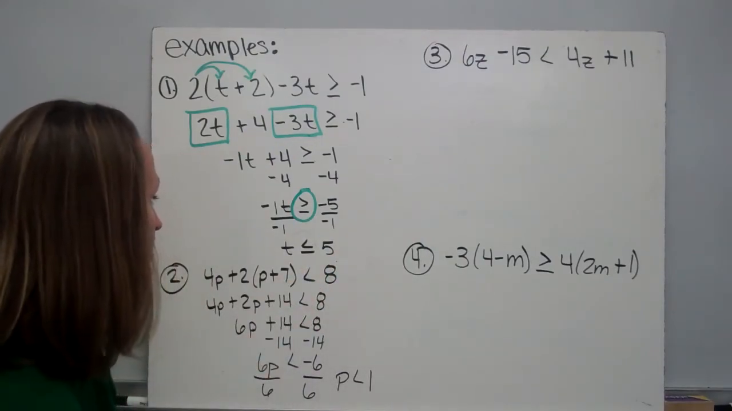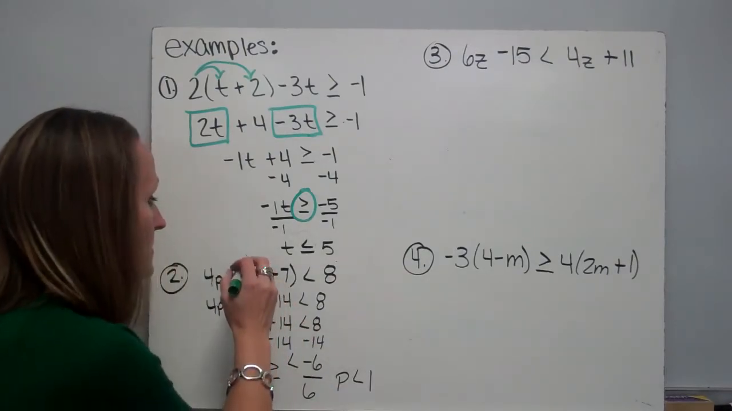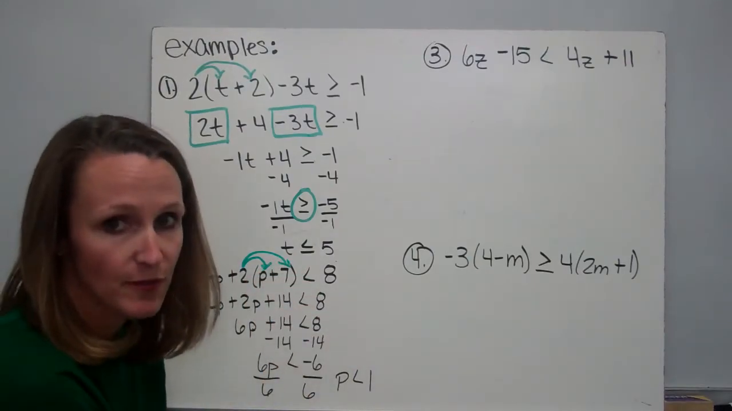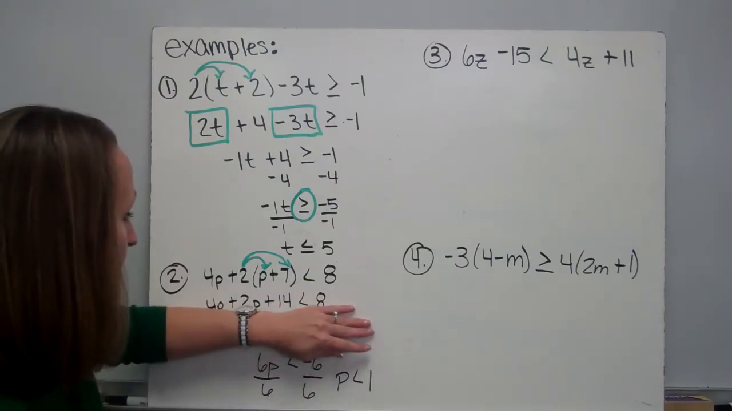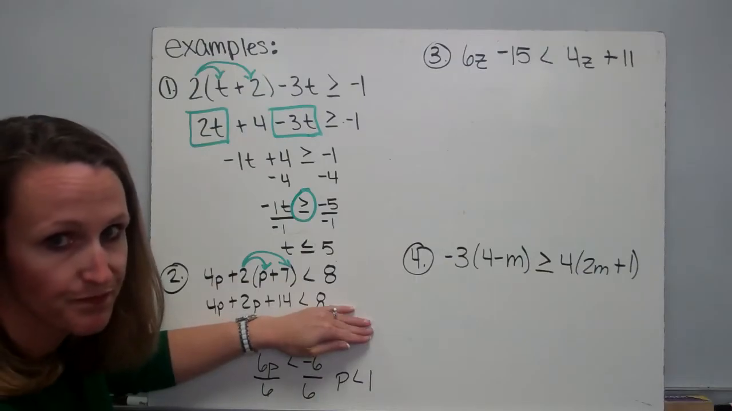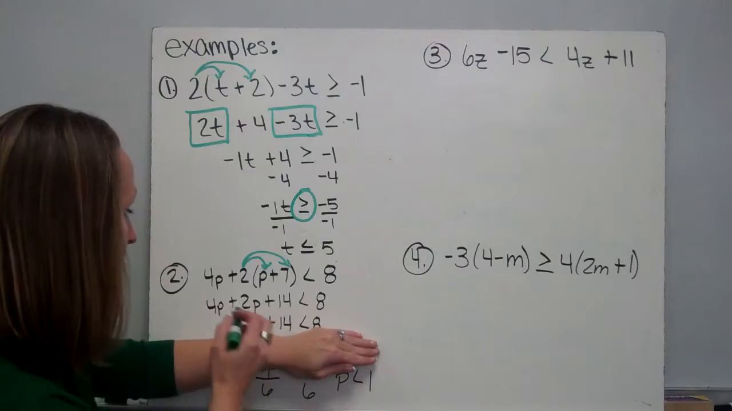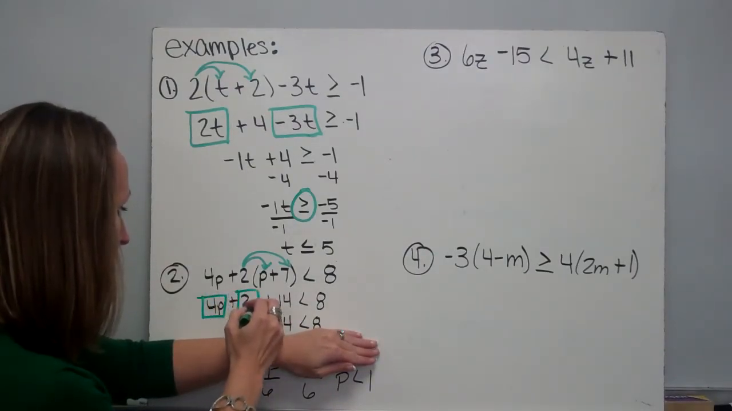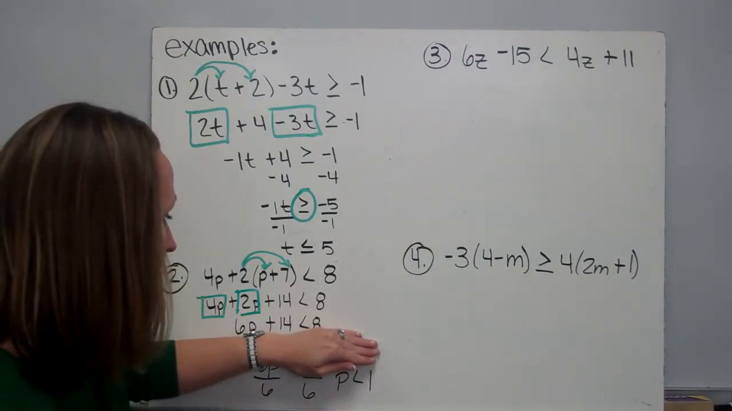Okay, so now let's look at another one. Again, I have the distributive property. It's just later in the problem. So I'm going to distribute my 2 to both of my numbers, which gives me 4p plus 2p plus 14 is less than 8. Now, I can combine all my like terms. That gives me 4p plus 2p. Here are my like terms. And I get 6p plus 14 is less than 8.